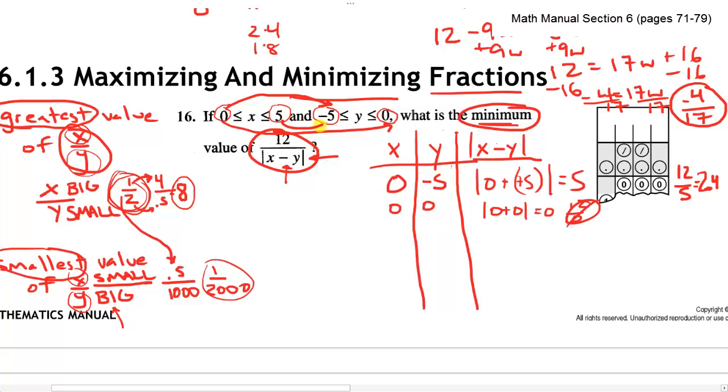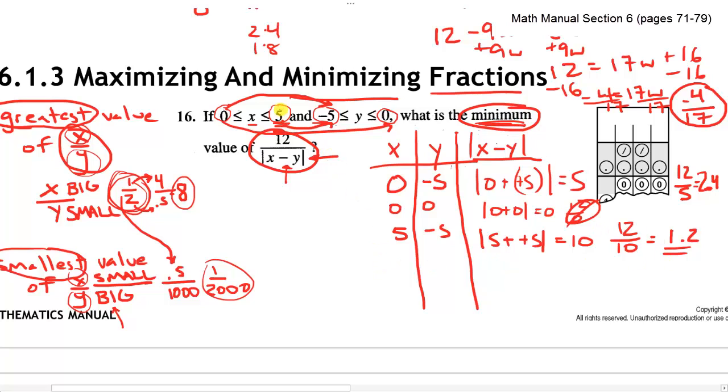Then I'm going to try this 5 and this -5, so the high end of x and the low end of y. So 5 and -5, that's going to be the absolute value of 5 minus -5, which is 5 plus 5, which is 10. So now I've gotten 12 over 10, and indeed that is going to be smaller than 12 over 5. 12 over 10 as a decimal is 1.2. So it looks like, as of right now, that 1.2 is my minimum value. That's what they're asking me for, the minimum value.